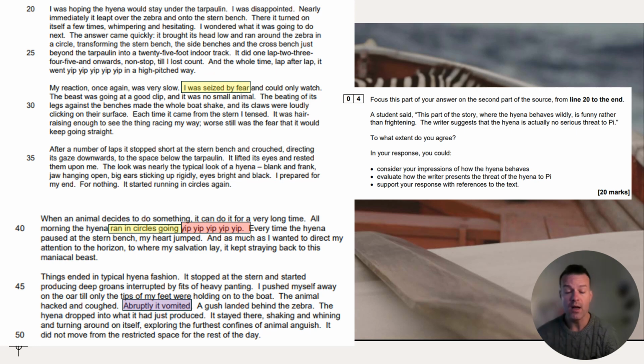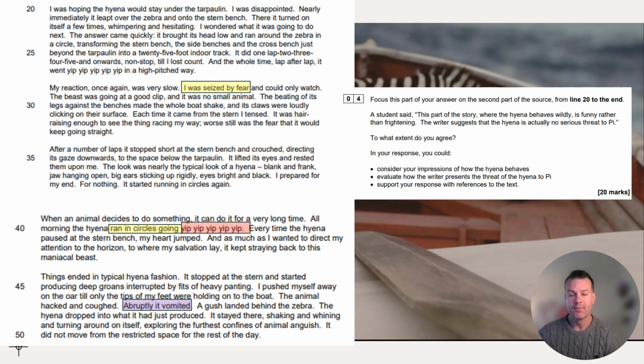What it also does in the mind of the reader is make the hyena seem quite vulnerable, almost like a young baby. Young babies abruptly vomit, as I very well know from my experiences. But certainly, is that something to be terrified of? Well, no, actually, it's something to be sympathetic for. But I think that adverb abruptly is used.